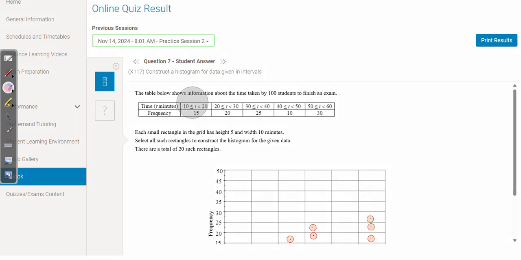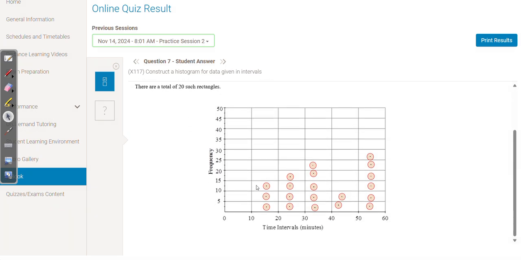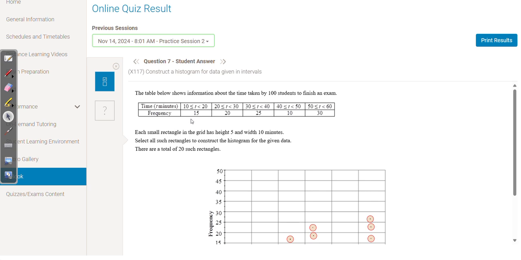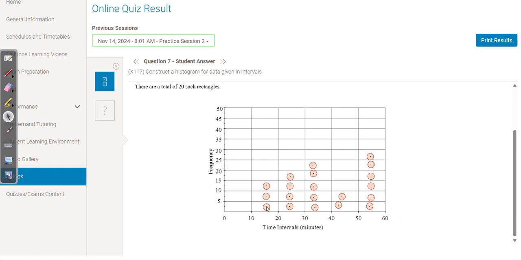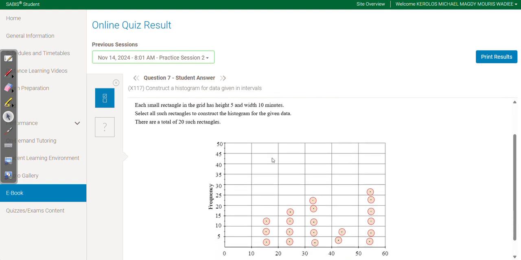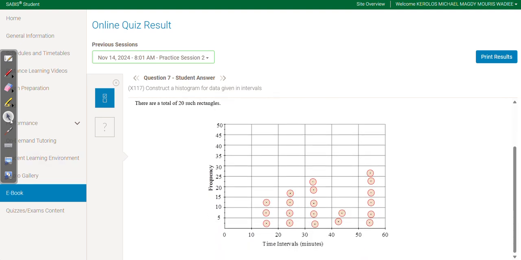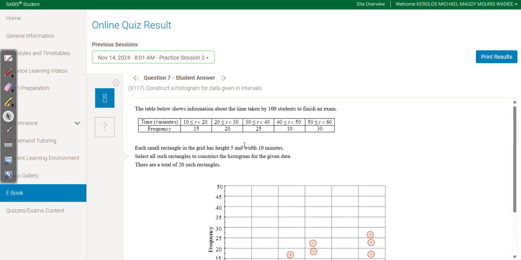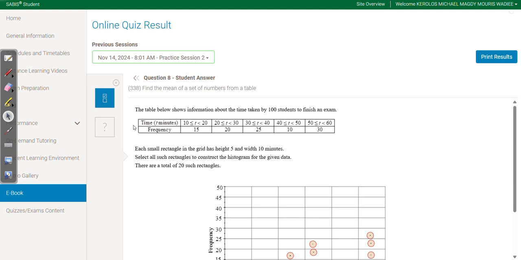This one is a really easy question. All they want here is for you to plot the frequency, and all you have to do is check for the class 10 to 20. You check the frequency, 15, and then all you have to do is press to get 15, and here 20 to 30 you want 20 frequencies, so 1, 2, 3, 4 to get to 20. And you just repeat that for each and every class. It's really simple. Just need to read the question.